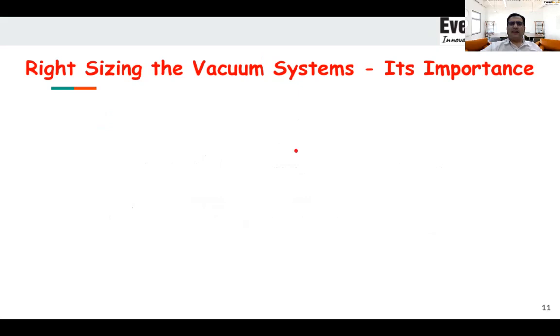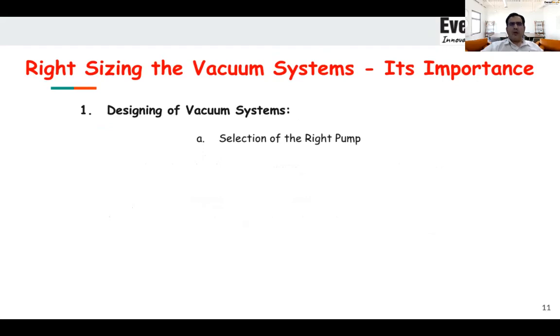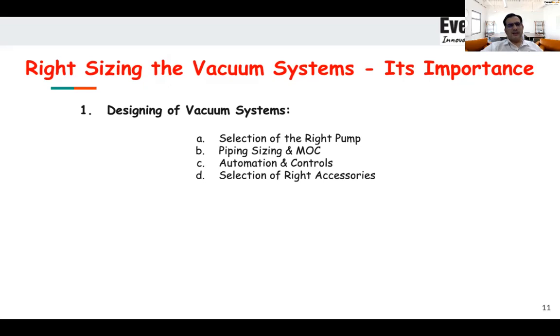Right sizing of vacuum systems and its importance. So how do we rightly size our vacuum systems and why is it important? Number 1, designing of vacuum systems, selection of the right vacuum pump. Number 2 is piping, sizing and MOC. Number 3 is automation and controls and selection of the right accessories. So while designing any vacuum system, these parameters play a very critical role.